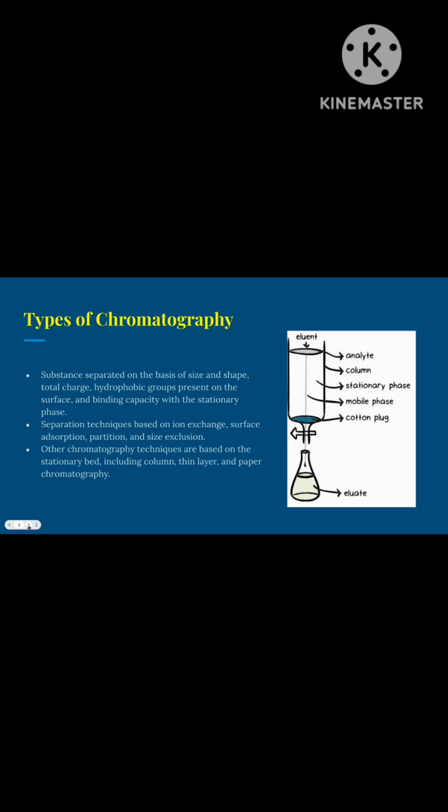Substances are separated on the basis of size and shape, total charge, hydrophobic groups present on the surface, and binding capacity with the stationary phase. Separation techniques are based on ion exchange, surface adsorption, partition, and size exclusion. Other chromatography techniques are based on the stationary bed, including column, thin layer, and paper chromatography.